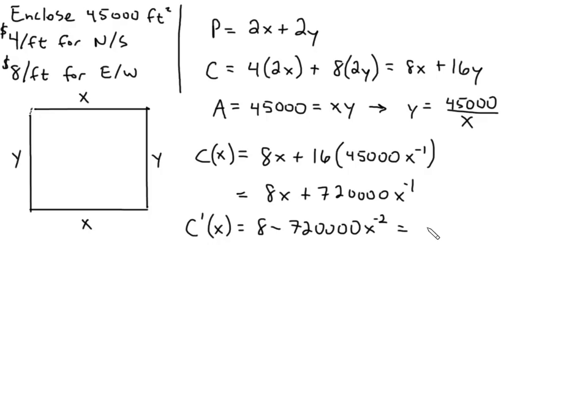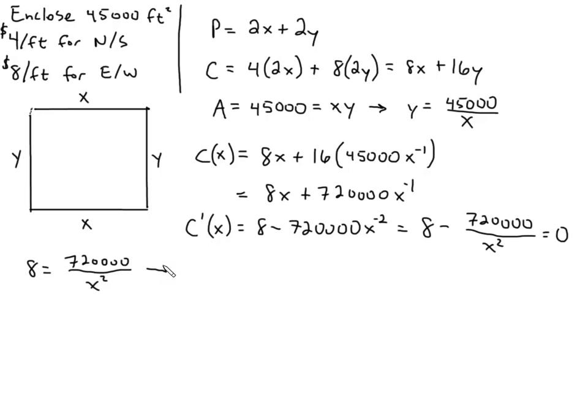And we can simplify this a little bit. We can write it as 8 minus 720,000 over x squared. Okay, now to find the critical numbers, remember we need to set that equal to 0. So, in fact, I'll just do that right here. Set that to 0. That means I can move one of these to the left side, one to the right side. Let's move the 720,000 to the right side. So we'll get 8 is equal to 720,000 over x squared.